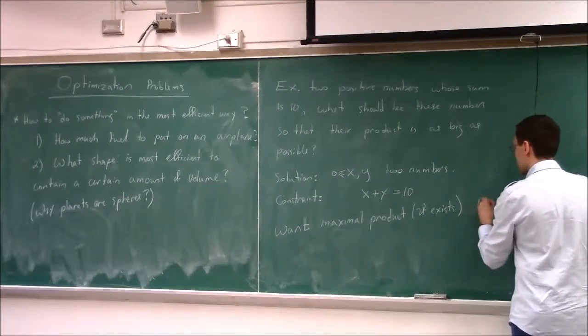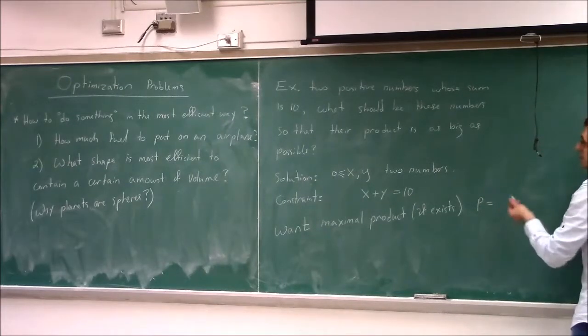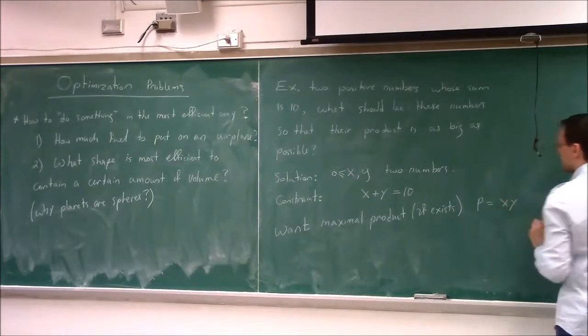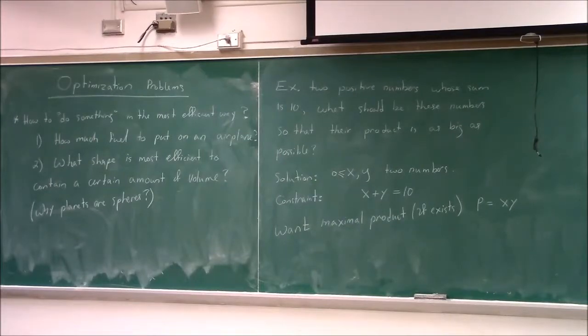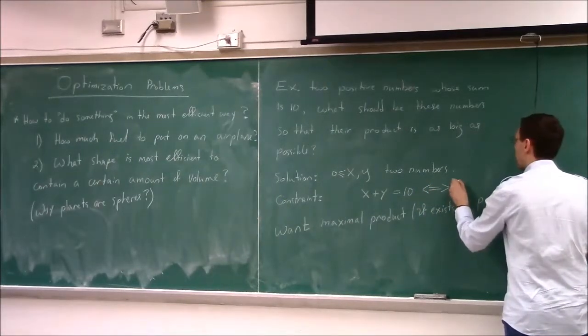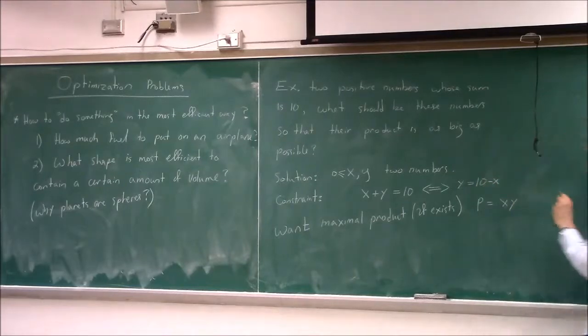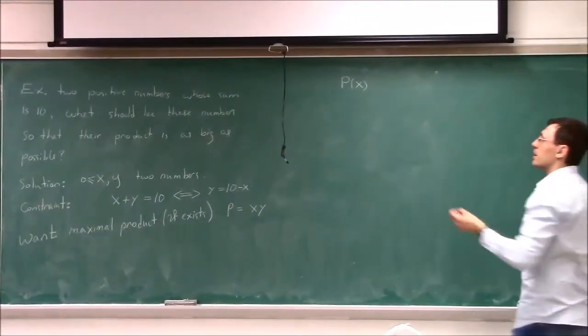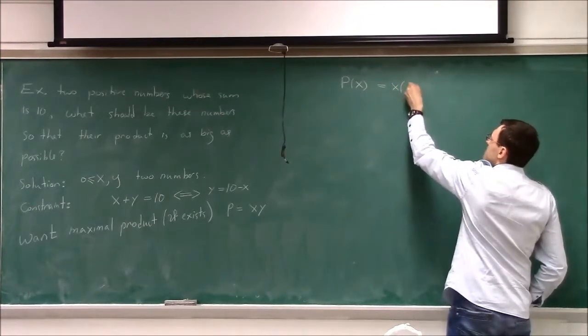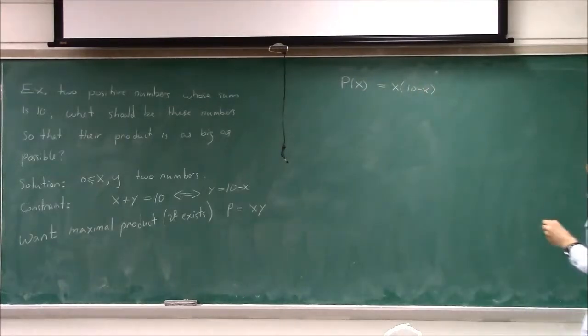So the product P is what? We have x plus y is 10. What's the product? xy. Now notice that this constraint is equivalent to y equal to 10 minus x, correct? So in fact, if I know one of the numbers, I right away know the other. So really, I can define a function p of x. Selecting one number determines the second automatically. So p of x is equal to x times what y is, which is 10 minus x. Okay?